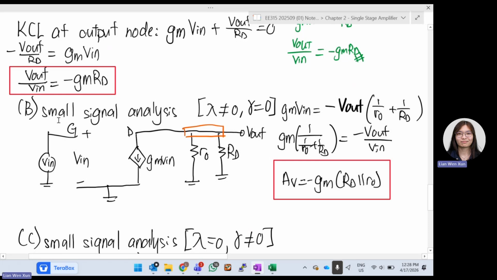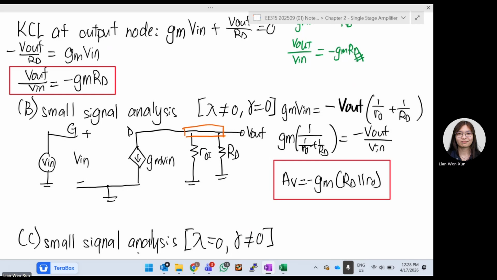Okay, so the whole thing is exactly the same as just now. I only added one R0. I only added this term over here. So this is my small, the channel length modulation, my lambda. Okay, so after adding this, how do I check for my V out now?